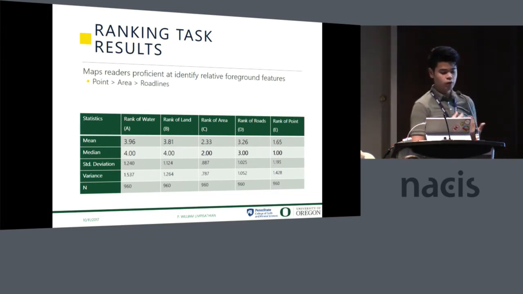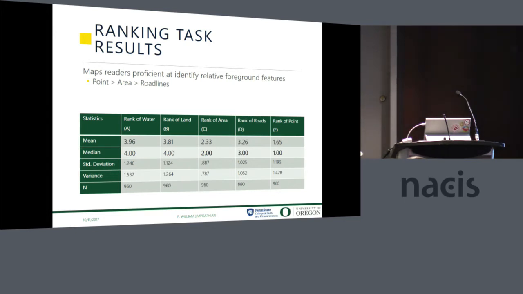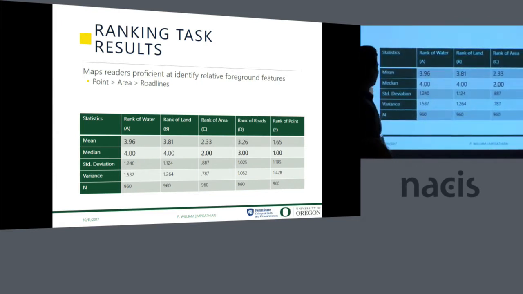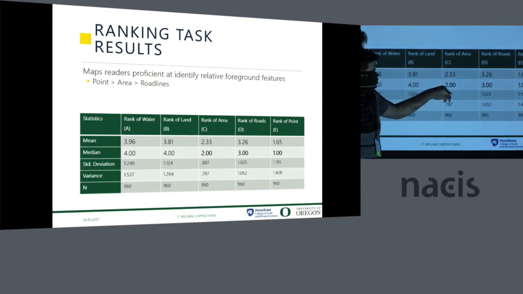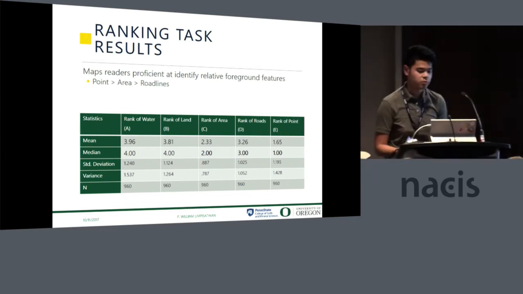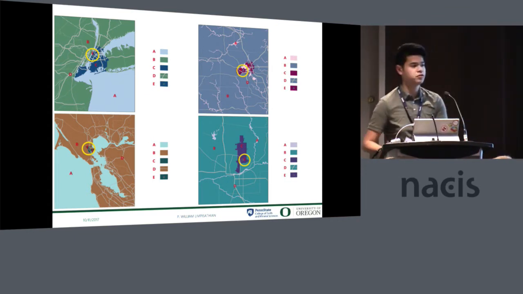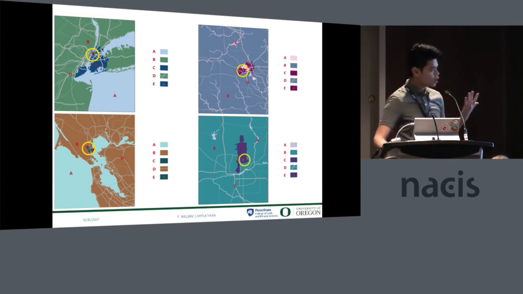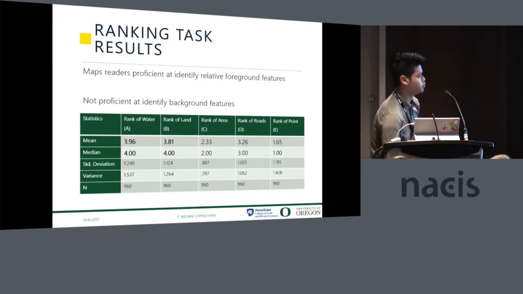From the ranking tasks, we found that map readers were generally proficient at identifying the foreground. This is somewhat to be expected. If you look at the median results for each of the objects on the map, across all the maps tested, map readers were pretty consistent at identifying what they thought was the most important on the map. This pretty much aligns with previous cartographic research. No matter the points or the road features, no matter the color or whatever scheme is applied to it, map readers do see through that, but they're not as proficient at identifying what they perceive as background features.